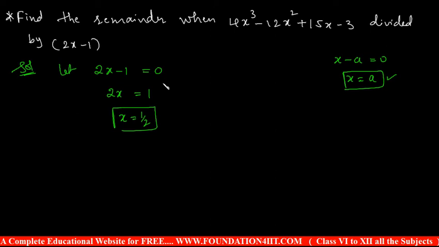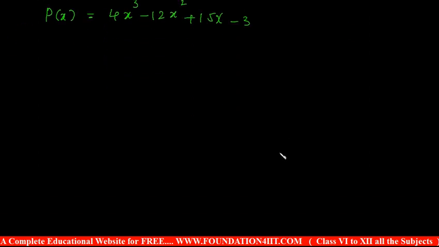Now we need to find out, this is a now. So x is equal to 1 by 2, that is a. The polynomial is p of x, 4x cube minus 12x square plus 15x minus 3. Then x is equal to 1 by 2 here. Just substitute, that is the only remainder. According to the theorem also, you can do this shortcut directly.